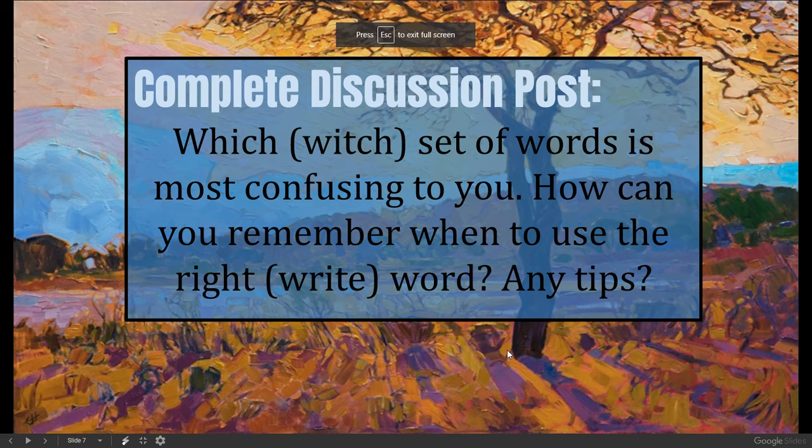The discussion post reads, which set of words is most confusing to you? How can you remember when to use the right word? Do you have any tips?